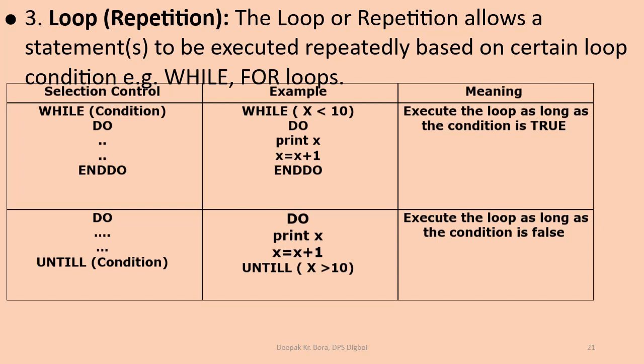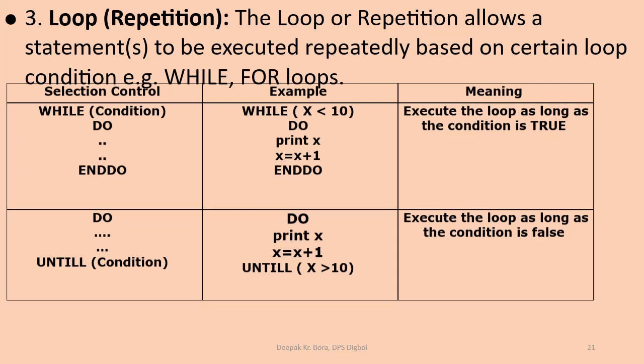The first one is your entry control loop. Here, the condition is checked first, and if the condition is true, only then will it enter the loop and be executed. The next one is your exit control loop. In this, it is first allowed to enter the loop, but when it is going out of the loop, that is until x greater than 10, the condition will be checked. If the condition is false, then it will be terminated from the loop.